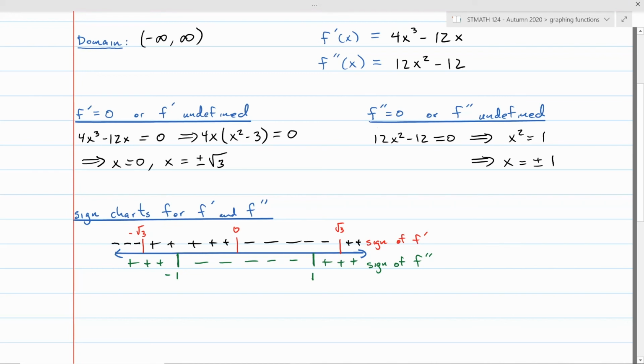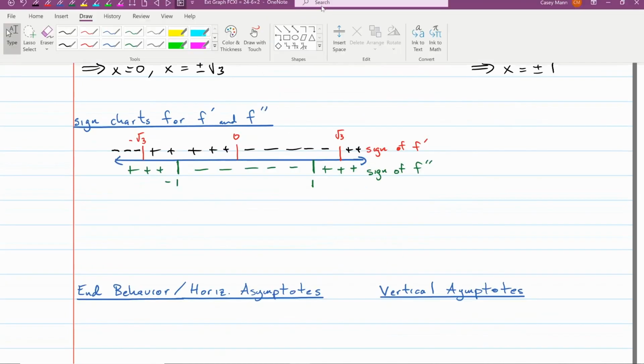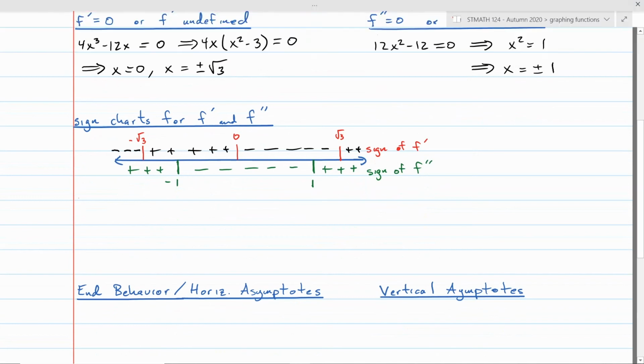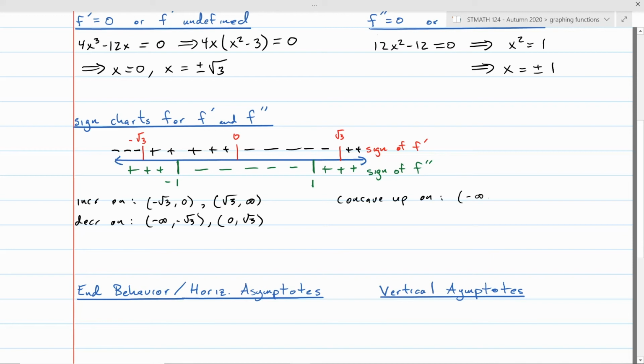Okay, so I can see from this sign chart, I didn't spell it out in words last time, but what we see is it's increasing on negative square root of 3 to 0, and then square root of 3 to positive infinity, and it's decreasing on negative infinity to negative square root of 3 and 0 to positive square root of 3. And I can see it's concave up on negative infinity to negative 1 and 1 to infinity, and it's concave down on the interval from negative 1 to positive 1.